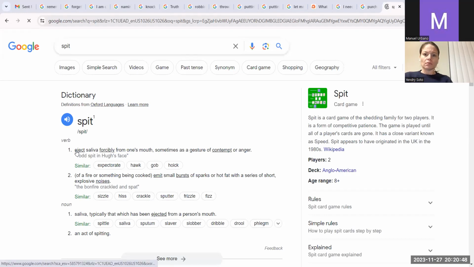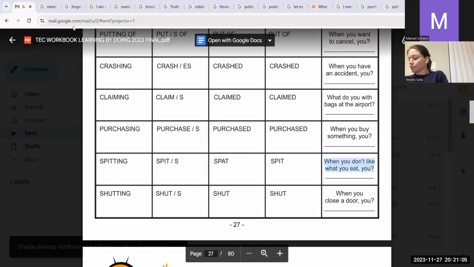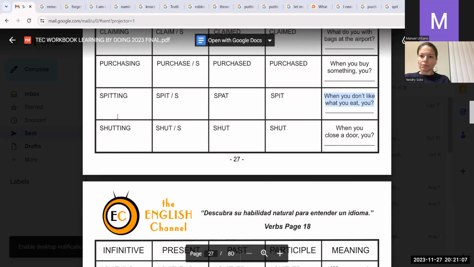So, eject saliva, proyectar saliva, that's spit. Escupir is like the most... I don't want a lot of unrelated images to come up here. So it's spit, right? It's a verb, and that's why we go over it.